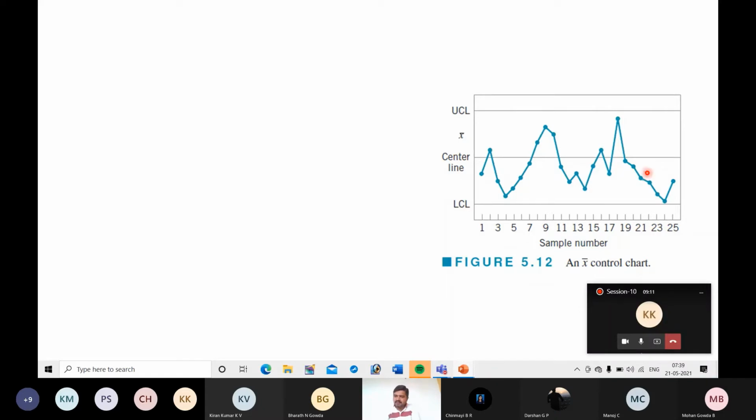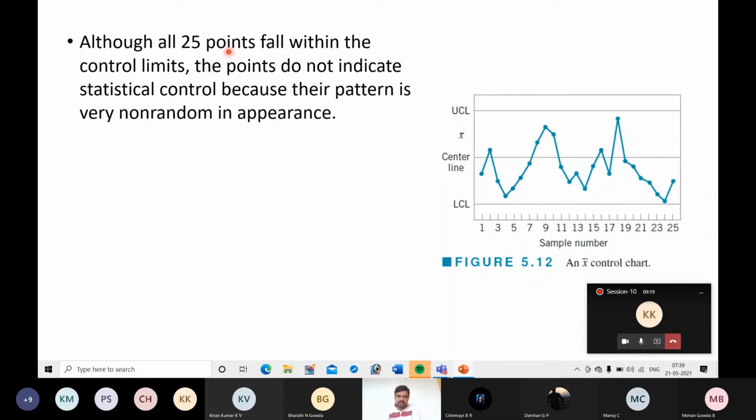For this, there might be a particular reason, and then you should go for evaluating that. Although all 25 points fall within the control limits, the points do not indicate statistical control because their pattern is very non-random in appearance. If the pattern is random, then we can say the process is in control. If the pattern of the control chart is random and all the points lie within the control limits, then we can say the process is in statistical control.